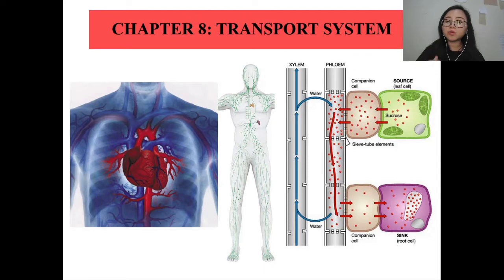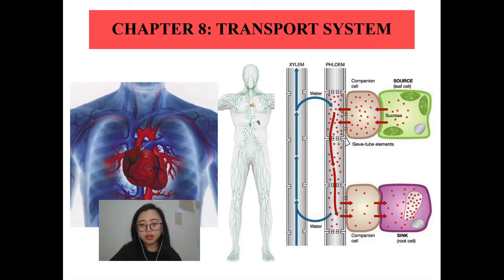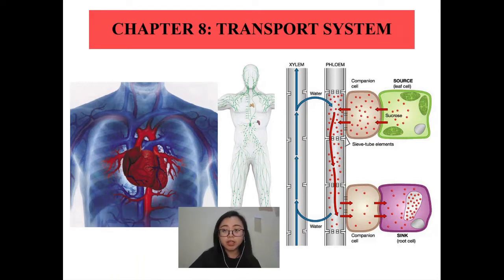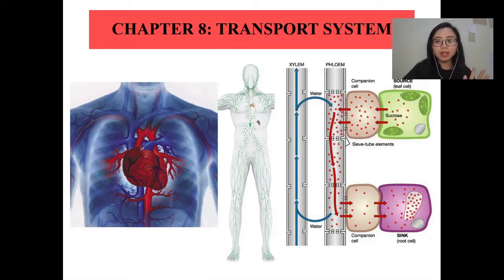So in 8.1, we talked about the transport system in the human body, which involves the mammalian heart. We talked about the mammalian heart, how oxygen goes in, carbon dioxide goes out. And then we also talked about transport that involves the lymphatic system. And now, today, we are going to go into the transport system in plants.